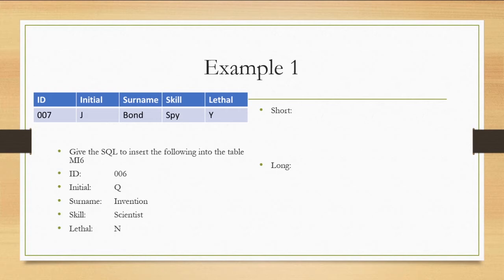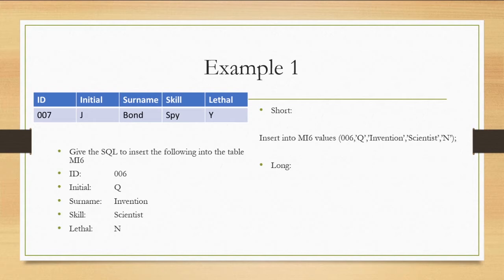Okay, let's look at some answers. So for the short, we've got insert into MI6 values 006, Q, so around with single quotation marks, invention with single quotation marks around it, scientist with single quotation marks around it, and N with single quotation marks around it.